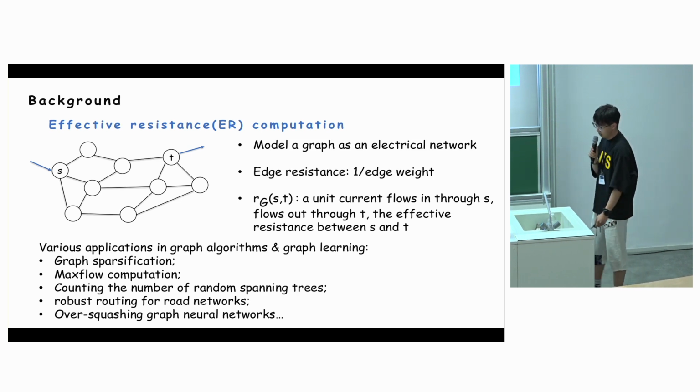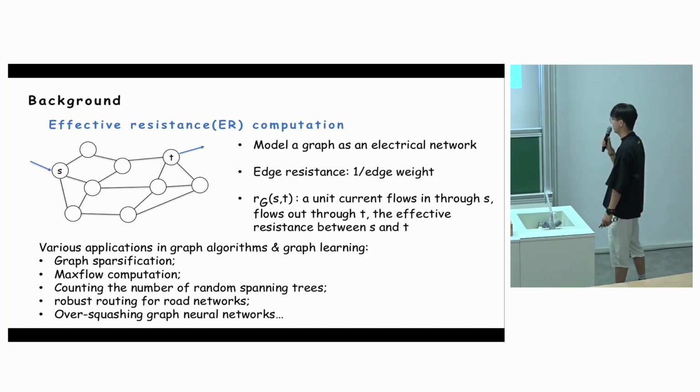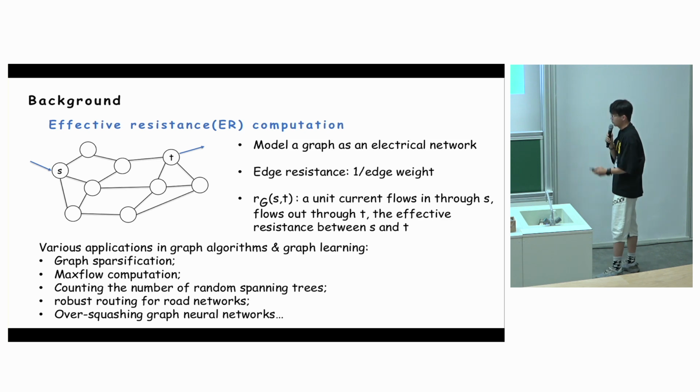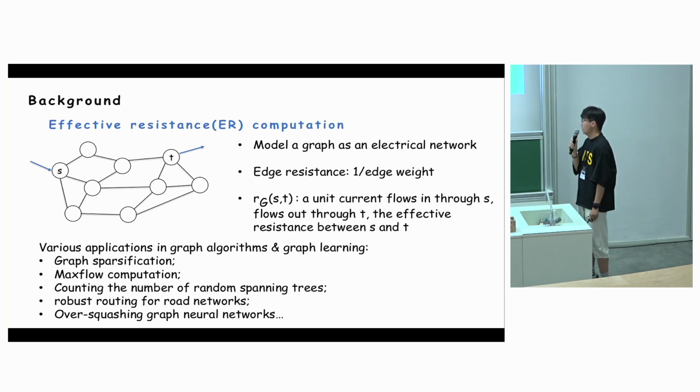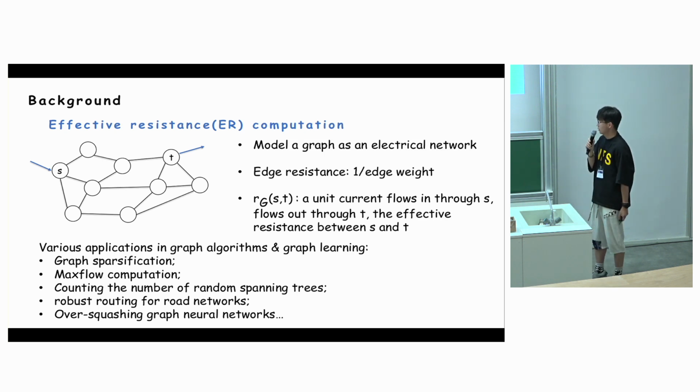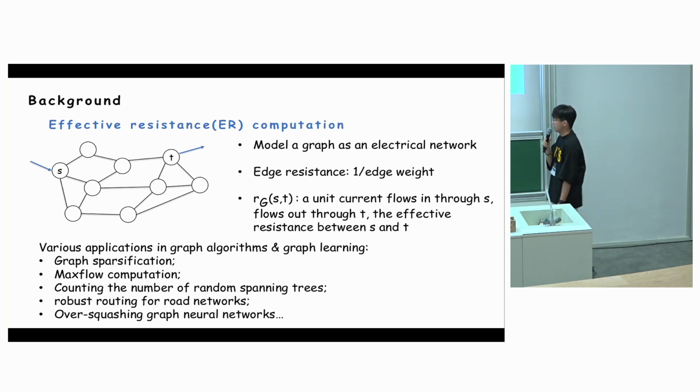The computation of effective resistance has various applications in graph algorithms and graph learning. For example, the graph sparsification problem, the max flow computation, and recently understanding the oversquashing phenomenon in graph neural networks.